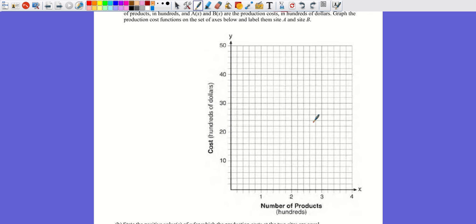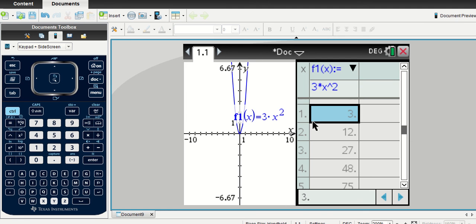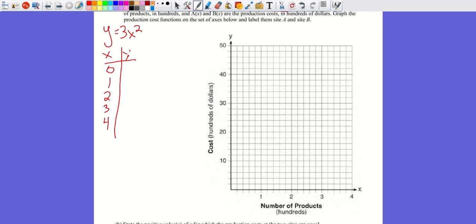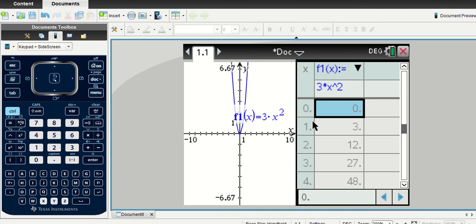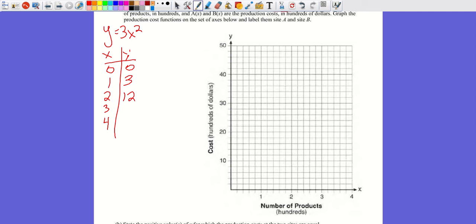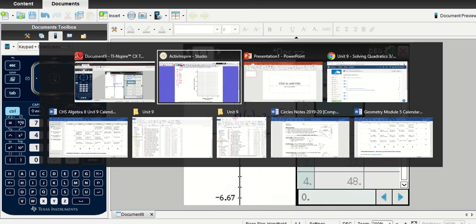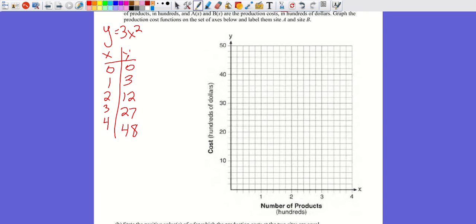So on our table, y equals 3x squared, x and y. So we know we're at 0. We're at 0. 1 is 3, right? 2 is 12. 3 is 27. And 4 is 48.